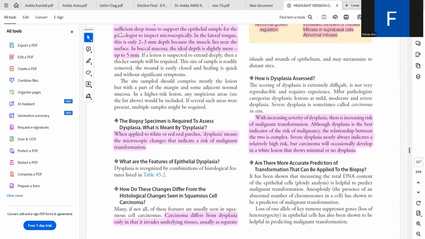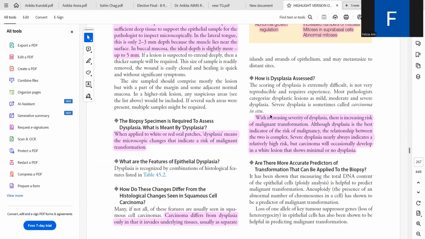The scoring is extremely difficult, is not very reproducible, and requires experience. So it is pathologists who would be doing this assessment of dysplasia. Most pathologists categorize dysplastic lesions as mild, moderate, and severe. And severe dysplasia is also known as carcinoma in situ. So at that moment, it is at one spot, in situ, there is severe dysplasia, which is carcinoma in situ.